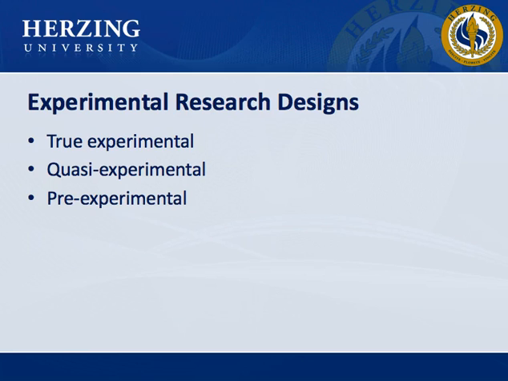There are three broad categories of experimental research designs. The first is true experimental, then there's quasi-experimental, and then there's pre-experimental. True experimental designs are those in which the researcher has great control over the research situation. Threats to internal validity are minimized, and causality is inferred with some degree of confidence.